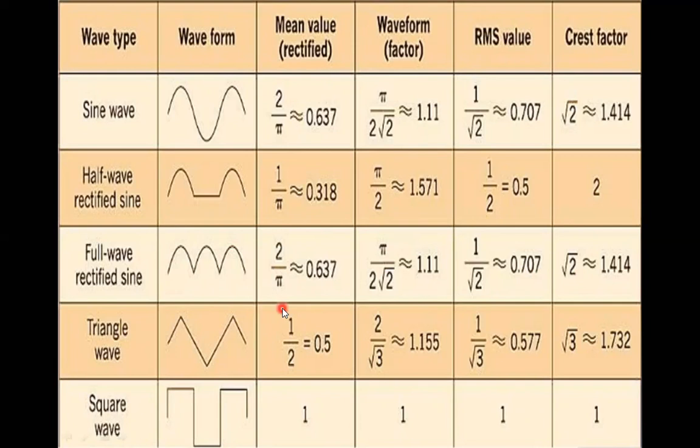If you take the triangular wave, the mean value is 0.5, waveform factor is 1.155, RMS is 0.577, and crest factor is 1.732. For the last, the square wave, for this particular square nature waveform, the mean value is 1, form factor is 1, RMS value is 1, and crest factor is 1.